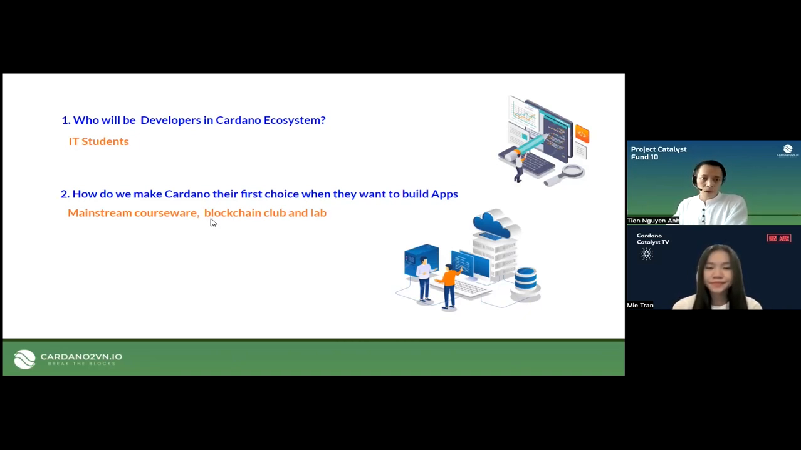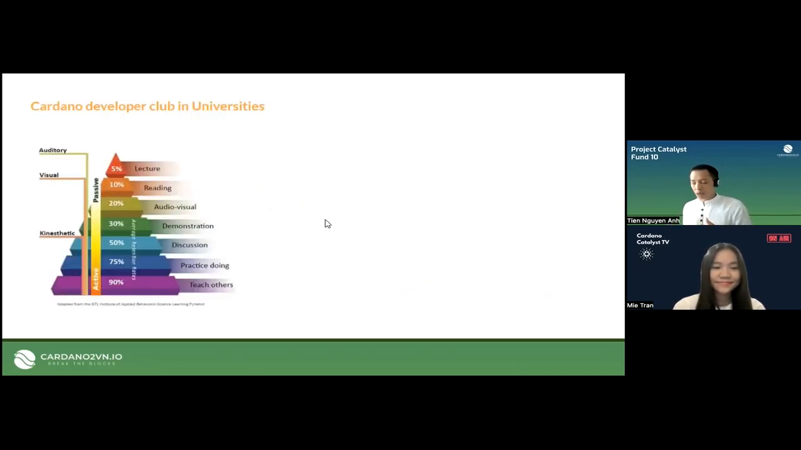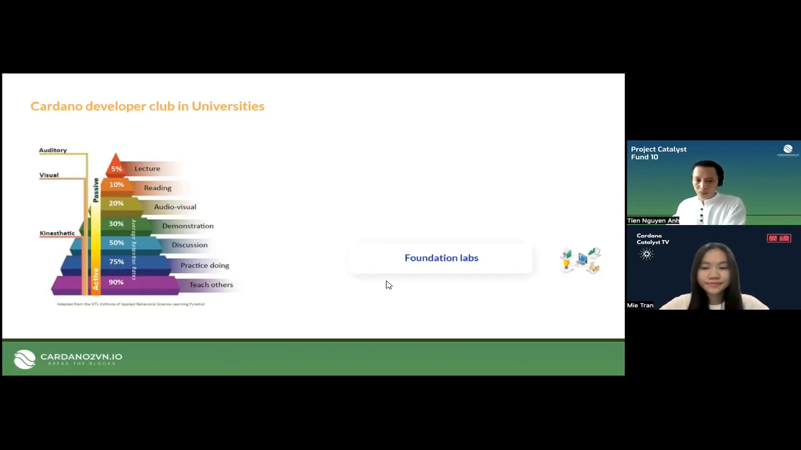That's the reason why we focus on courseware and on blockchain clubs and labs. In this proposal, we will focus on the second one, blockchain club and lab. Why do we focus on blockchain clubs and labs? As you can see on the screen, it is the learning pyramid model. This pyramid model mentions that if we learn something by practicing, or by teaching others, we will gain the skill or knowledge much better than with other methods. That's the reason why we choose the club and the lab.